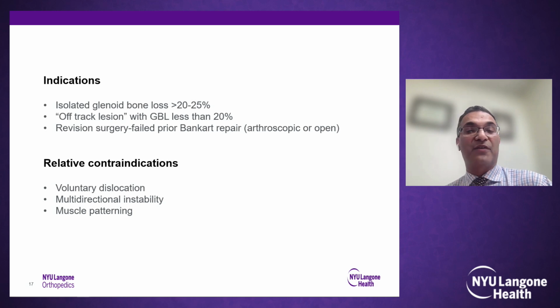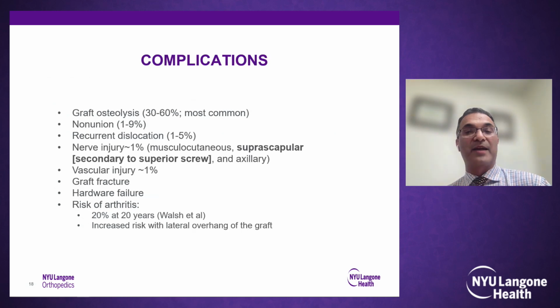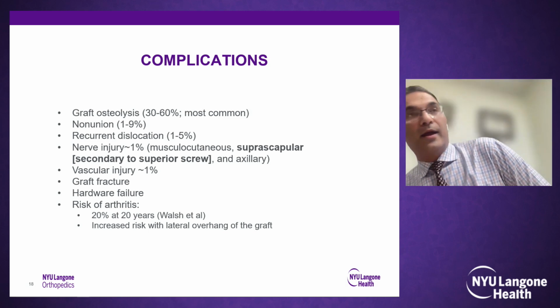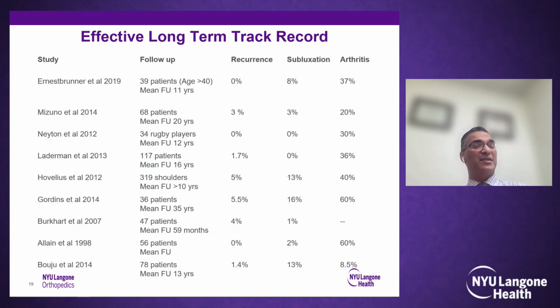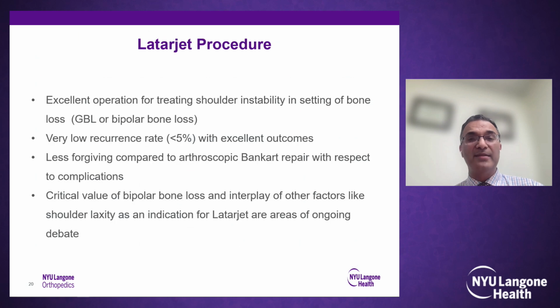Relative contraindications are voluntary dislocation or multidirectional instability. Bone block procedures are less forgiving than arthroscopic surgeries, largely because of neurovascular injury and hardware complications. There is a risk of arthritis, especially if the graft is proud. But bone block procedures have an effective long-term track record. Less than 5% instability is shown in multiple studies.